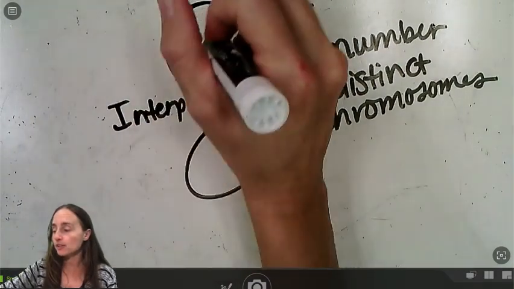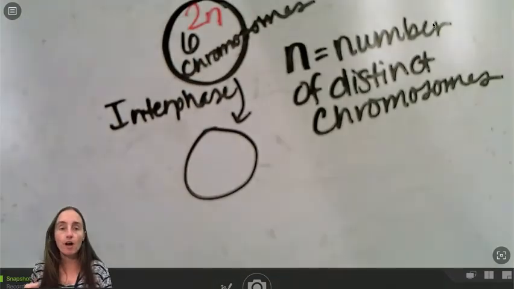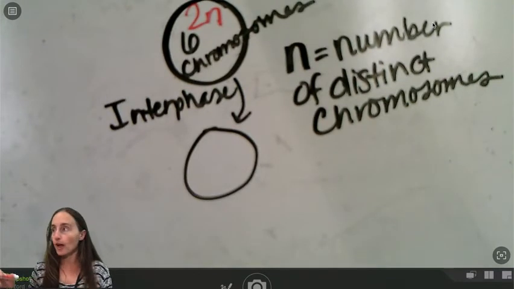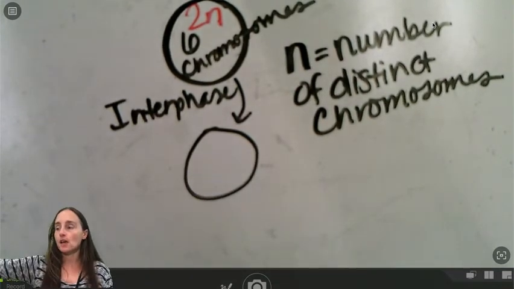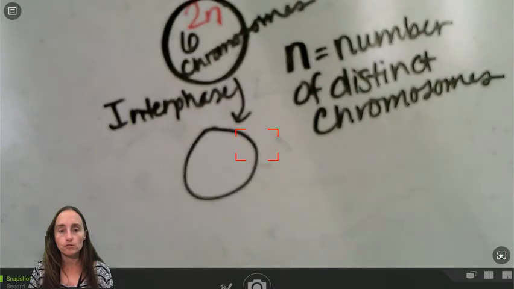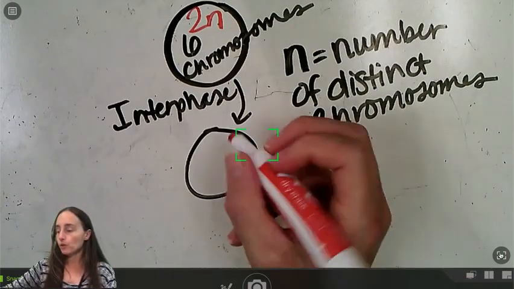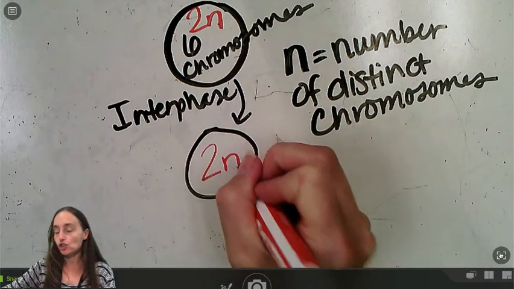Now we call this 2N. Why do we call it 2N? Because it has 2 sets. That's like multiply. It has 2 sets of distinct chromosomes, right? One paternal and one maternal. So that's why we call it 2N. Okay? When it goes through interphase, it still has 2N.